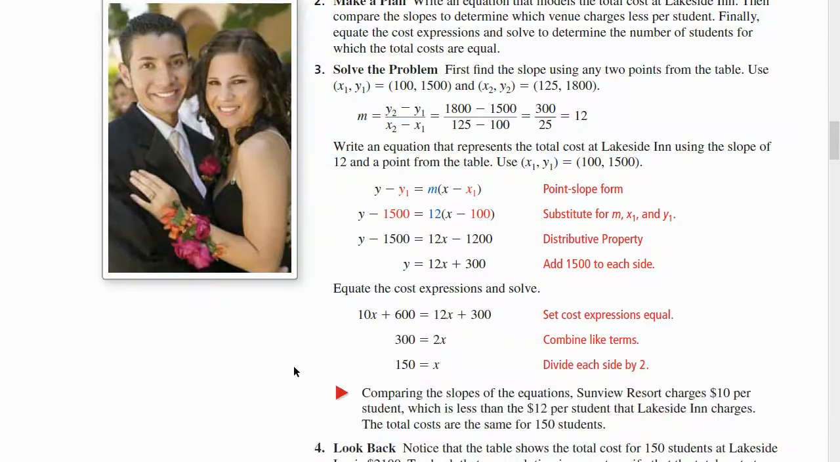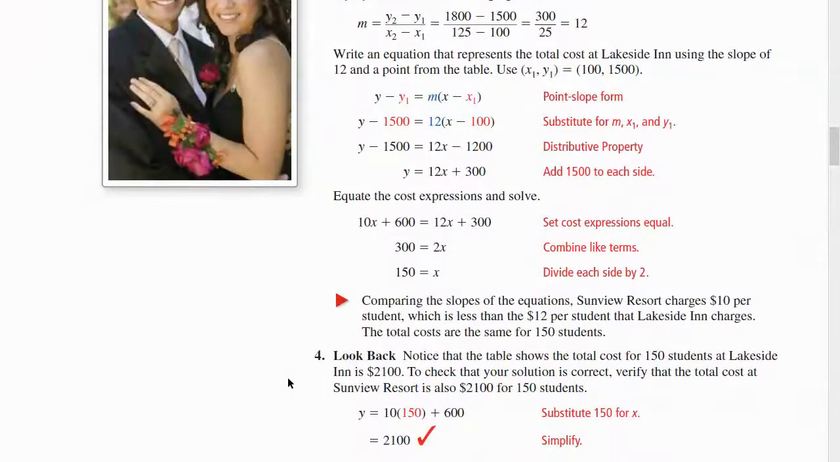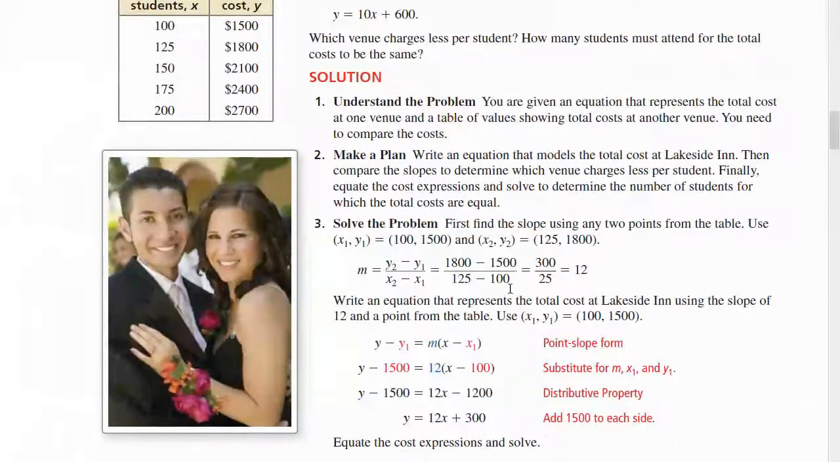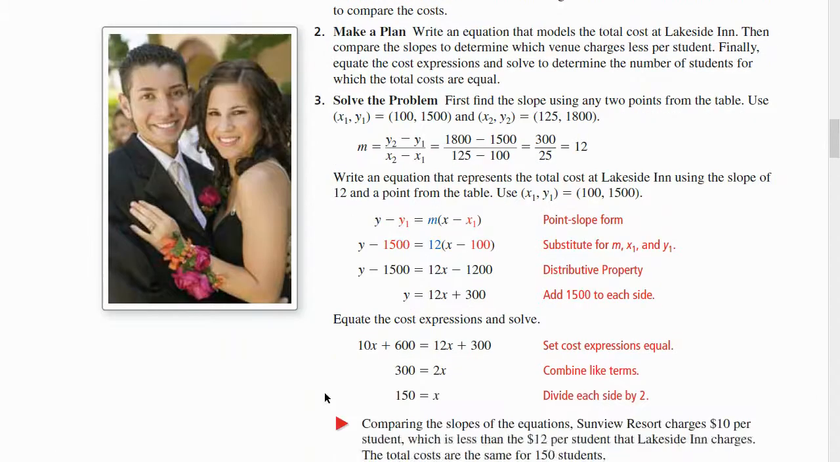All right, so that is essentially how we would do that. Now, if you want to check it, plug in the 150 into both of them, and you'll see that both of them would equal $2,100. All right, so we have a situation here where we needed to find the slope, and we were just given some points. I'm going to show you another way to attack this style of problem in just a moment, but let's keep the party going.